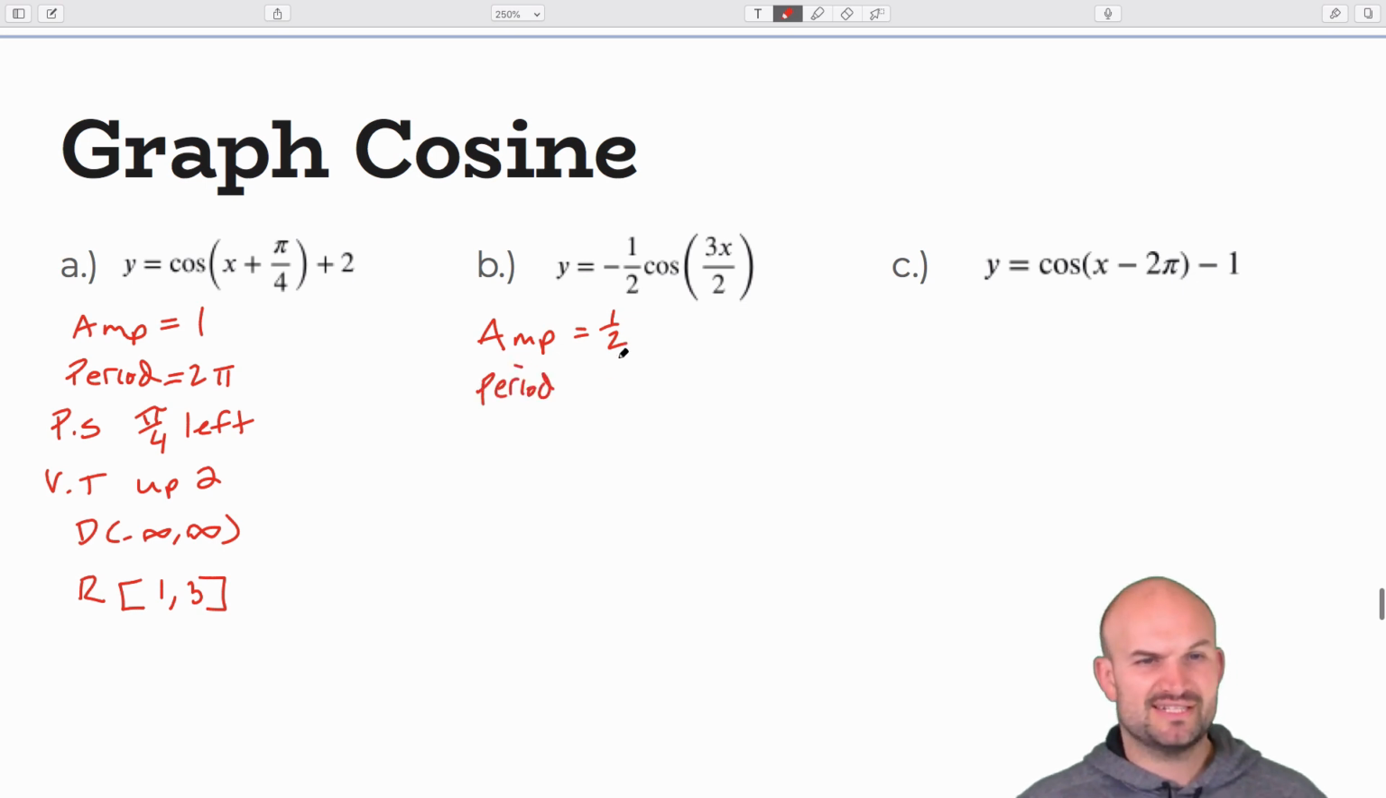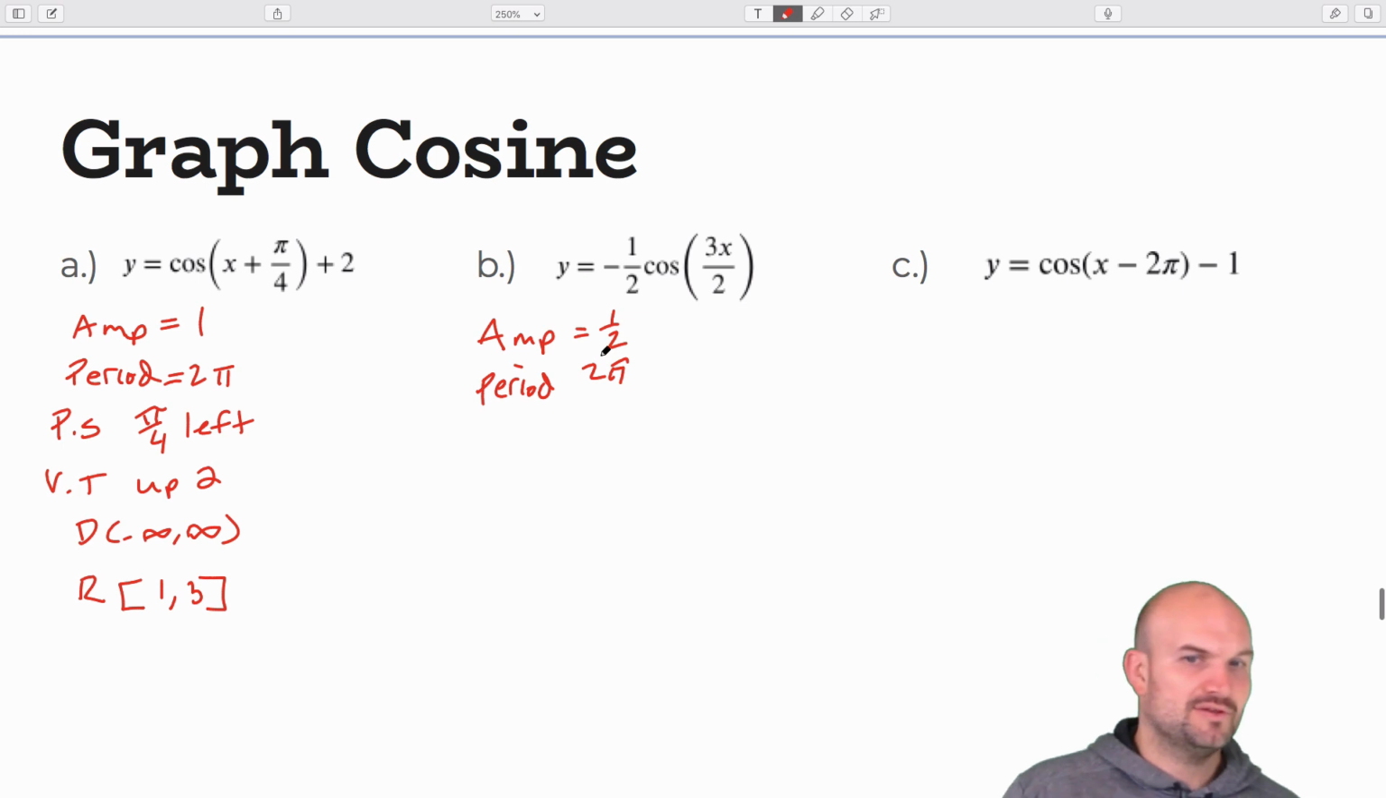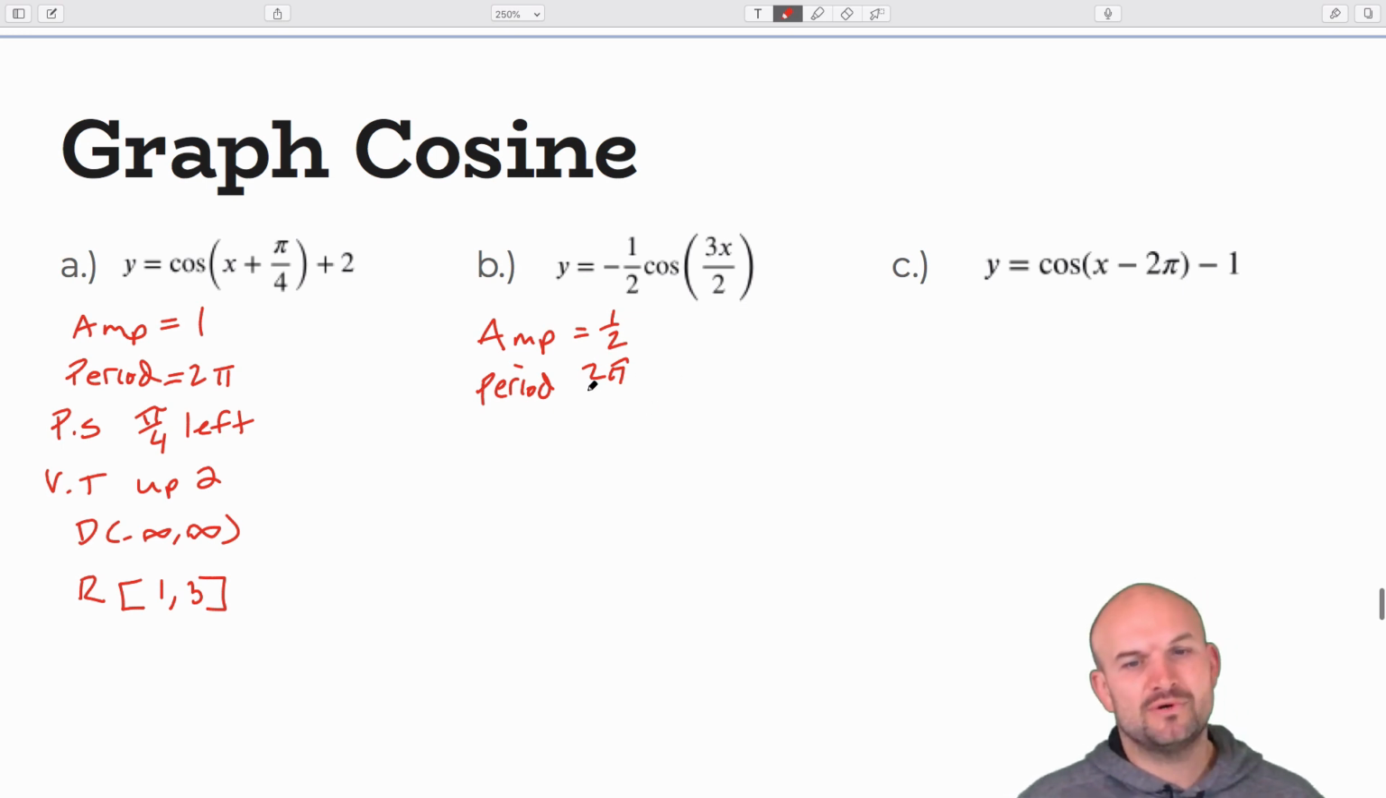My period, I have a nice little tricky one here. This one's kind of interesting. I have a negative 3 over 2. So again, it's 2 pi. And again, is it 3? Is it 2? Is it 3/2? Well, it ends up being 3/2. So again, we need to multiply by the reciprocal. And when you multiply by the reciprocal, you're going to get 4 pi over 3.